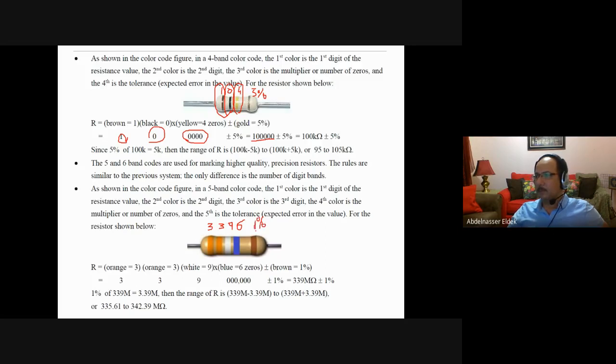Okay, so now if we want to translate these numbers to resistance, then the first number is 0, second number is 0, third number is 9, and this 6 is 6 zeros. That will be 339. So we add 6 zeros, which means mega ohm. 1 million, so it will be 339 mega ohm, and plus or minus 1%.